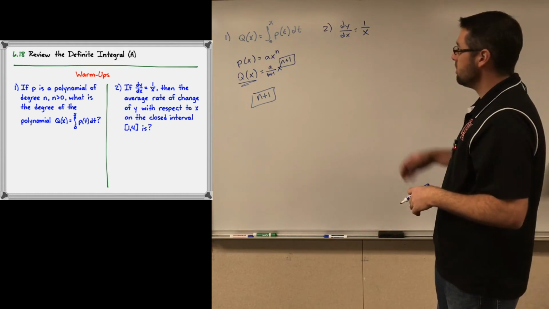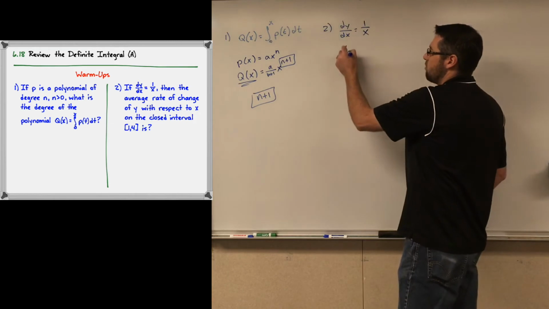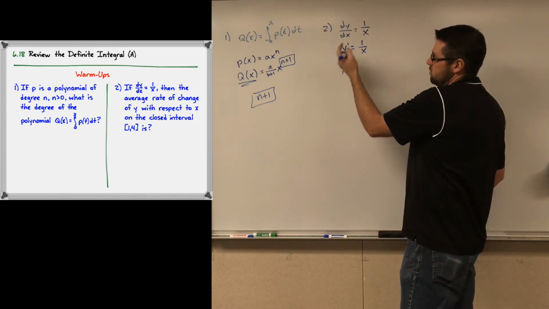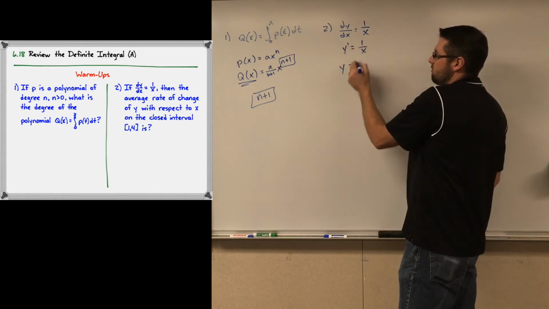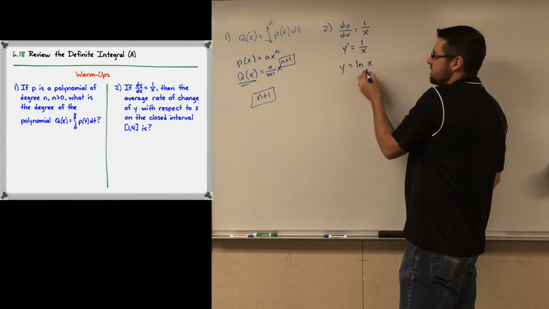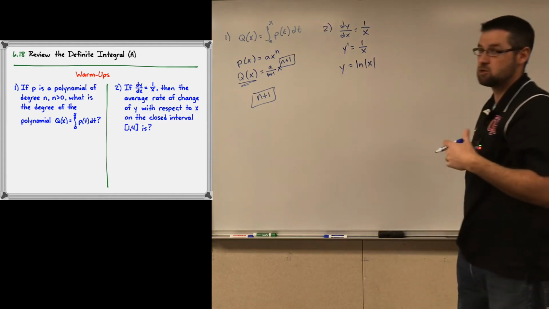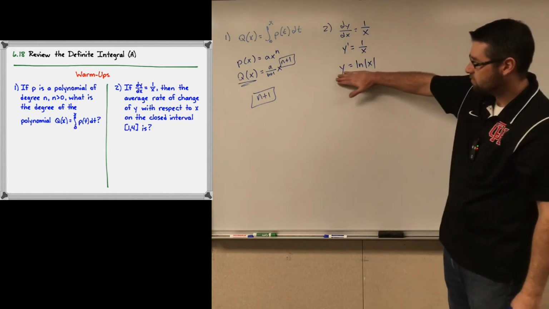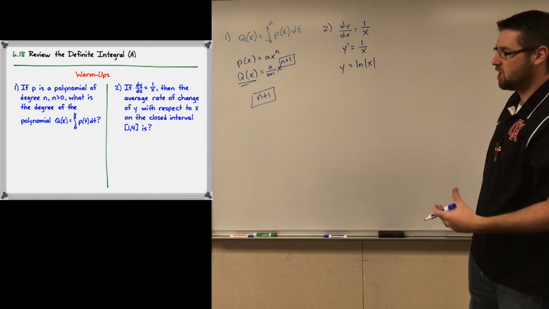In order to get to y, if I'm given dy dx, remember this is another way of saying y prime equals 1 over x, we take the antiderivative. The antiderivative of y prime is y. The antiderivative of 1 over x is the natural log of x. We're going to get to an understanding later on that it's actually the natural log of the absolute value of x, but we don't need that right now. So that's y. And we're looking for the average rate of change of y.